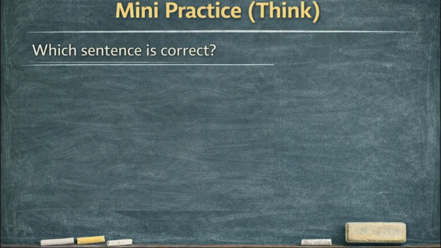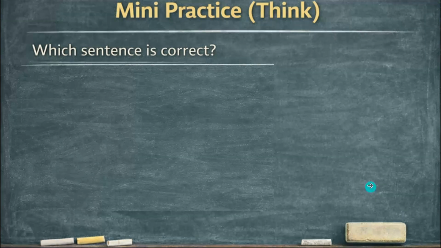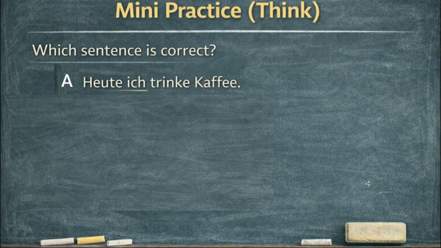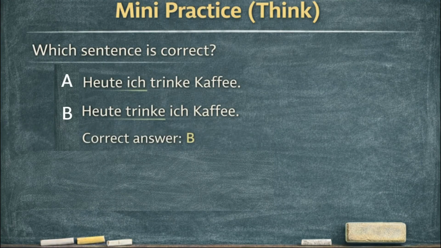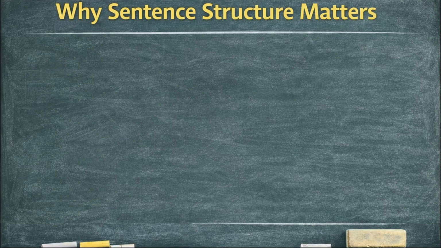Time to practice. Which sentence do you think is correct? Heute ich trinke Kaffee, or heute trinke ich Kaffee. Which sentence do you think is correct? Right. The correct answer is B. Heute trinke ich Kaffee.